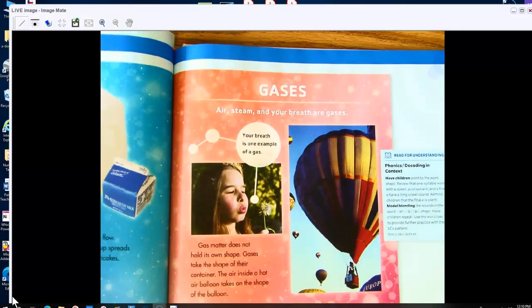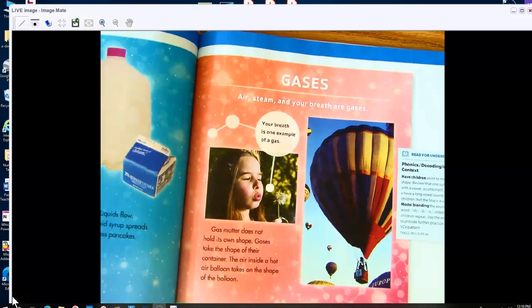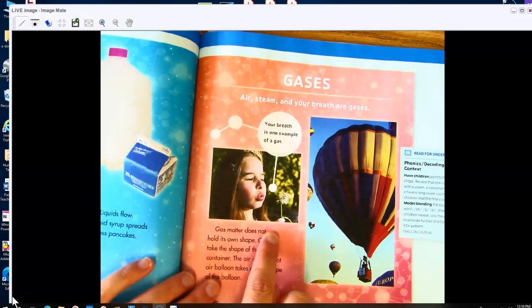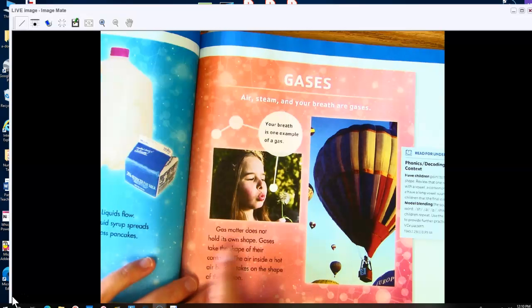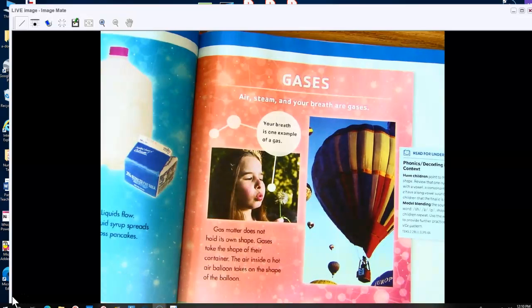What did I learn about gases? All gases here. What did I learn, Xavier? Right, that first sentence. Gas matter does not hold its own shape. Just like a liquid, right? They both don't hold their own shape. Let's do the next sentence too. Gases take the shape of their container.